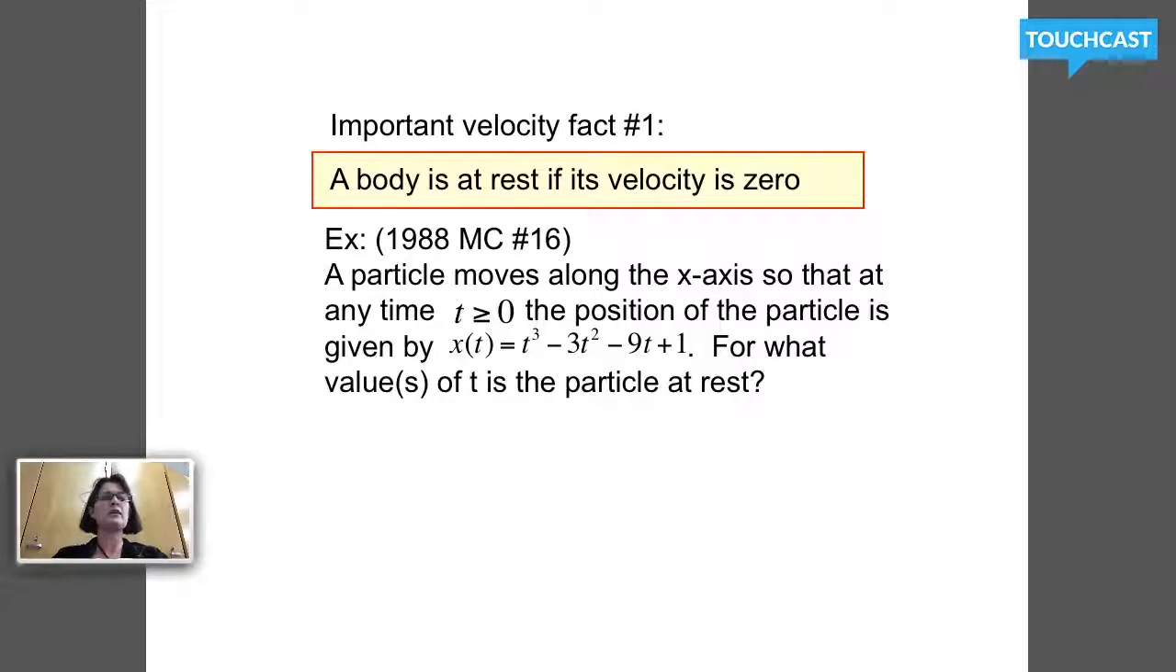So here's this problem from the multiple choice test in 1988. The particle moves along the x-axis so that its position is given by this function, x of t is t cubed minus 3t squared minus 9t plus 1. For what value or values of t is the particle at rest? Well, what did I say? It's at rest if its velocity is 0. Start by finding the velocity.